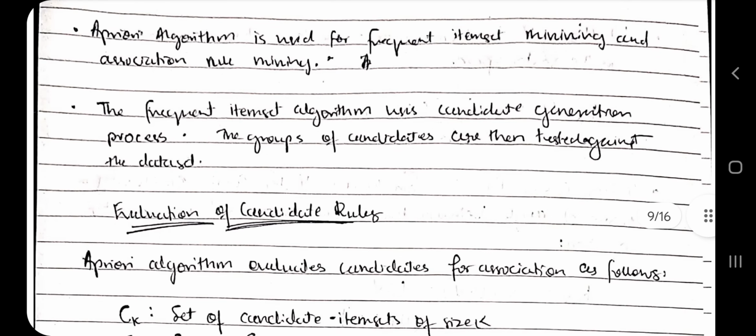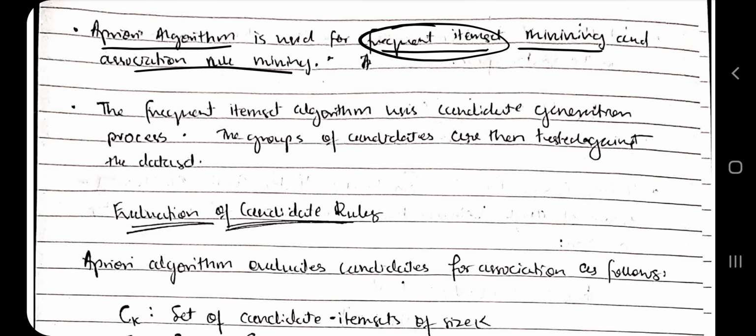Here some information is given. You can keep this as hints for yourself. The Apriori algorithm is used for frequent item set mining and association rule mining. Frequent item set: frequently what item is occurring, that we are calculating. The frequent item set uses a candidate generation process. This is the most important thing. This is the heart of the Apriori algorithm.